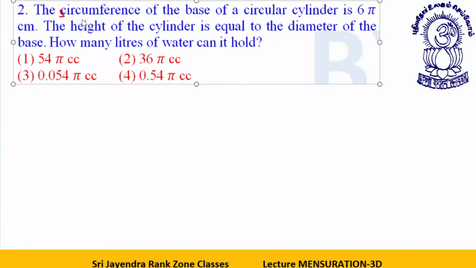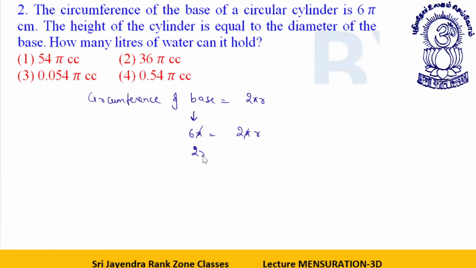The circumference of the base of a right circular cylinder is 6 pi. The height of the cylinder is equal to the diameter of the base. How many liters of water can it hold? See, first of all, what is the circumference? Circumference of base is 2 pi r. This is given to you as 6 pi is equal to 2 pi r. Very clearly, pi and pi cancel. So 2r is equal to 6. This is the diameter. Then r is equal to 3. This is the radius.